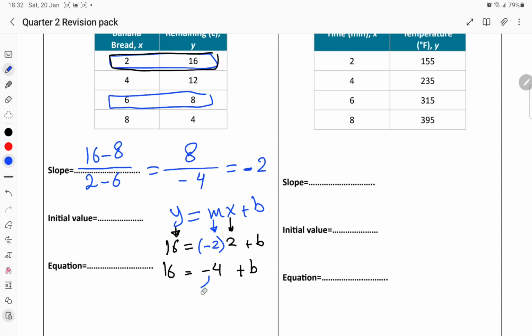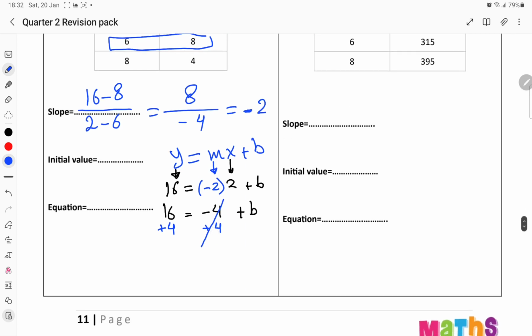Negative 4 can move to the left, or you can say plus 4 right, plus 4 left. What would happen? Negative 4 would cancel with positive 4. 16 plus 4 is 20. So b is equal to 20. Very good. Can you get the equation now?